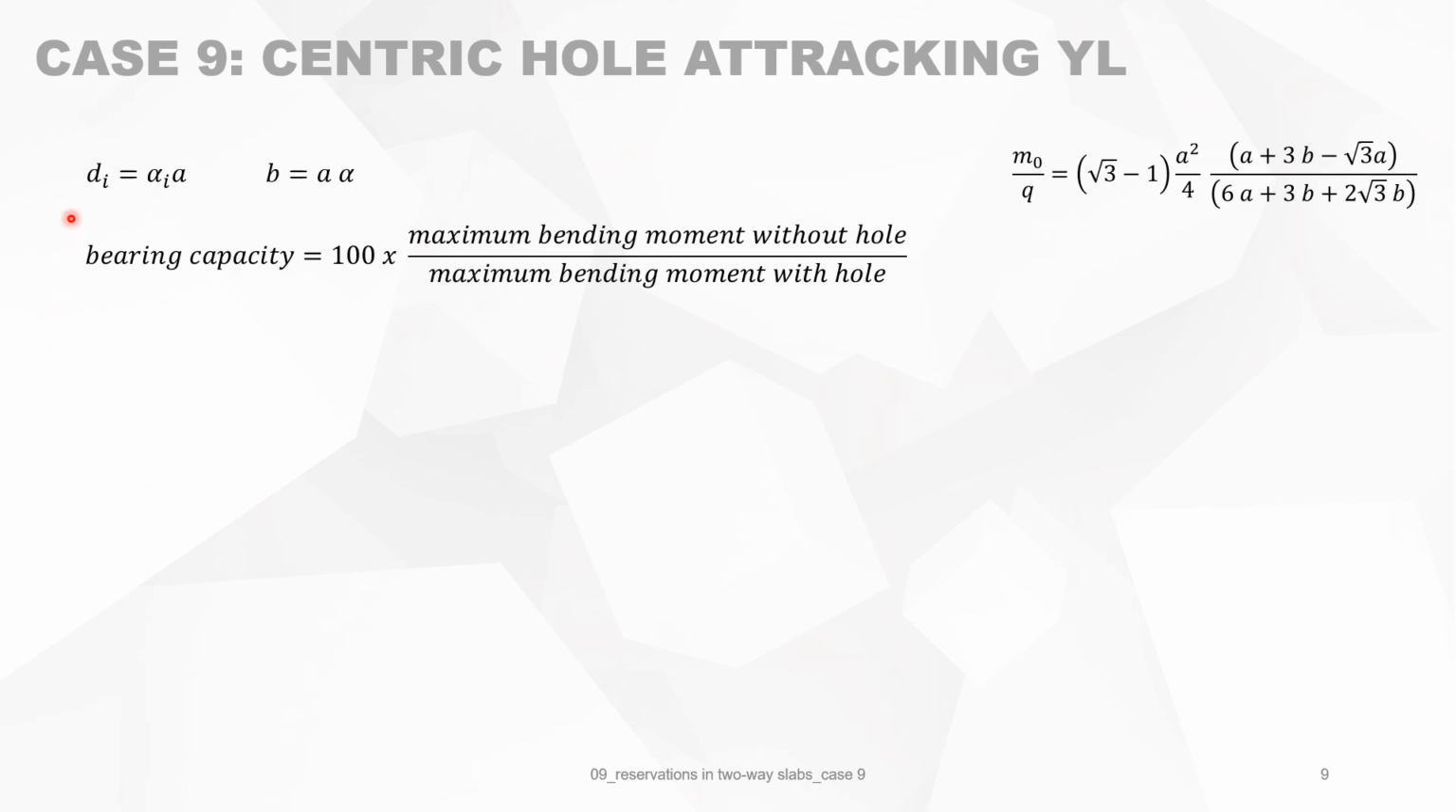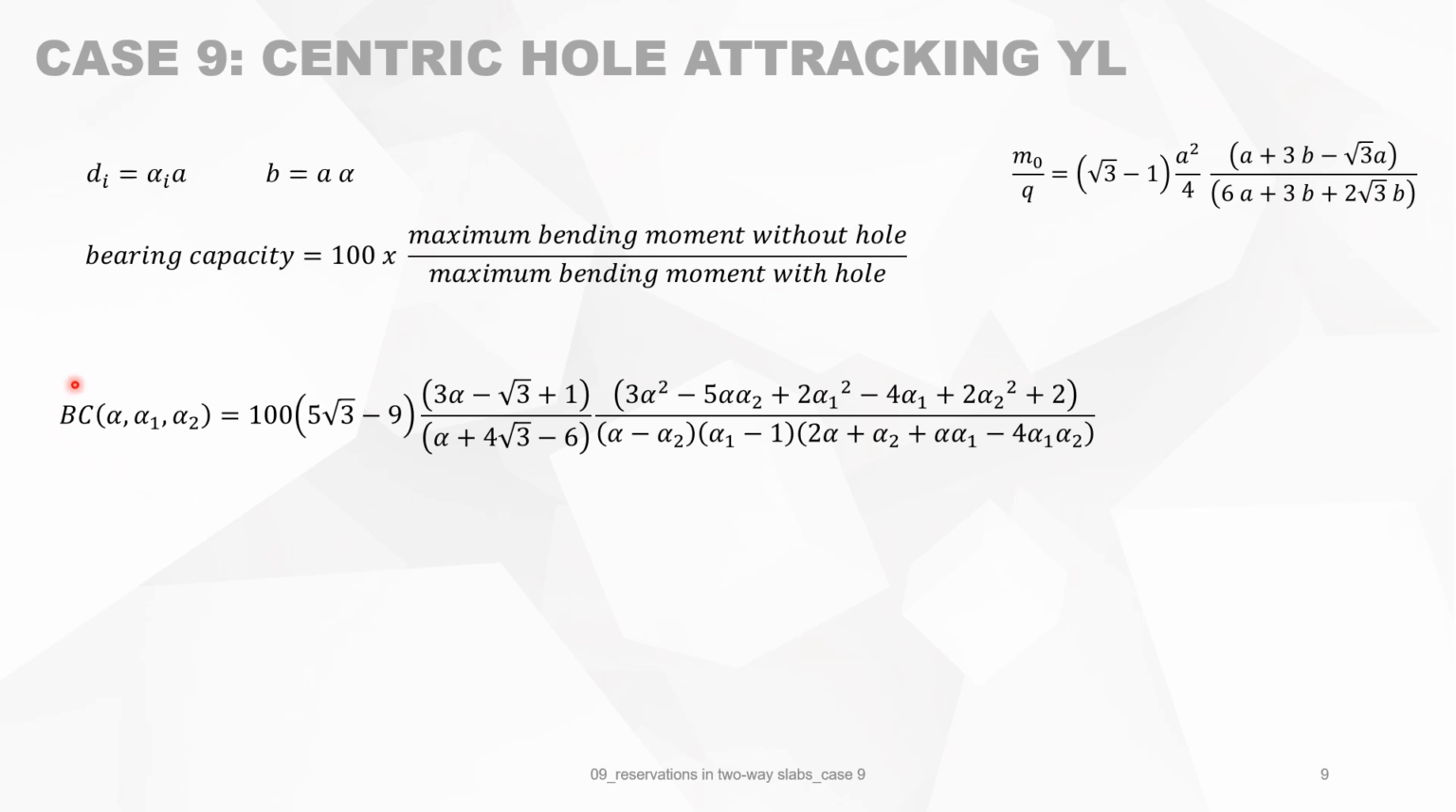Now we can work with dimensionless units. dy is alpha y times A and B is alpha A. The bearing capacity is defined as 100 times the maximum bending moment without the hole divided by the maximum bending moment with the hole, or it is the maximum load with the hole divided by the maximum load without the hole. So the maximum moment without the hole is m0 divided by q, which gives you this formula.